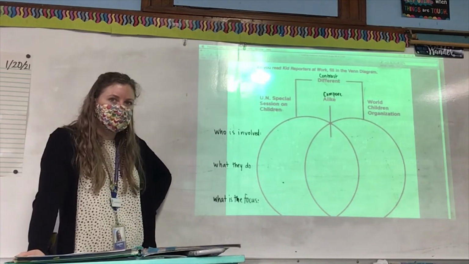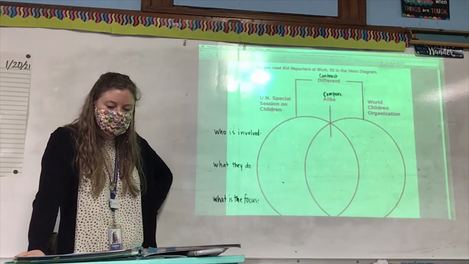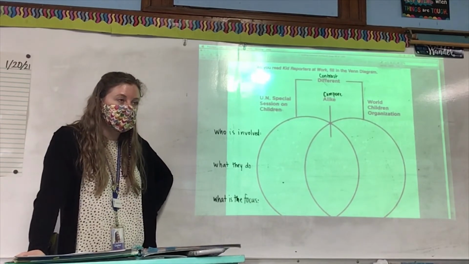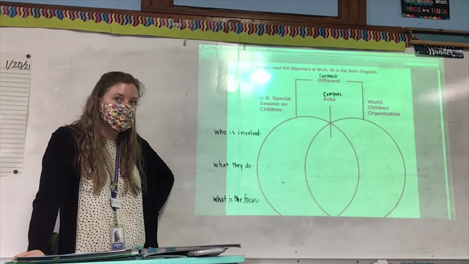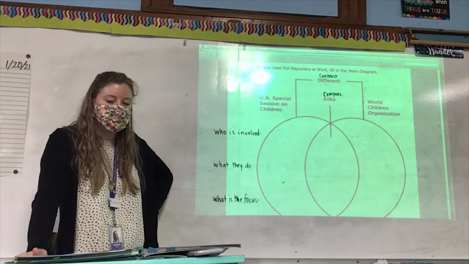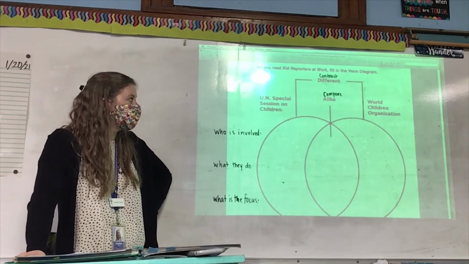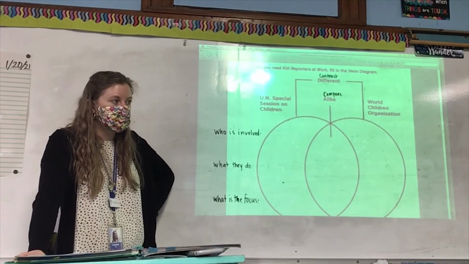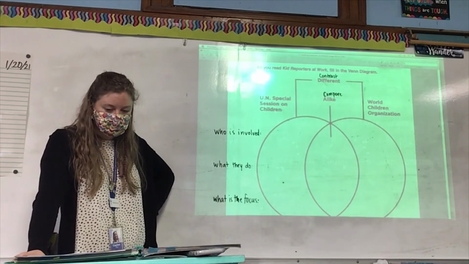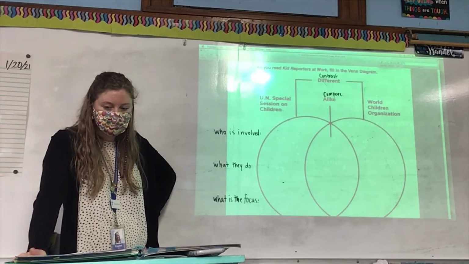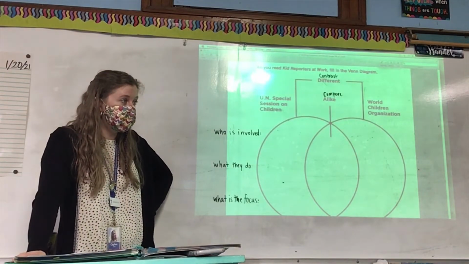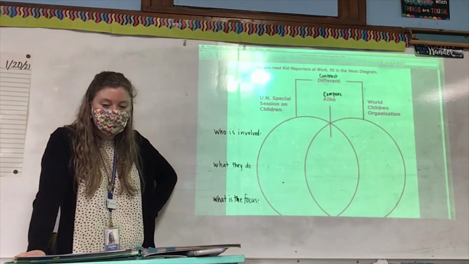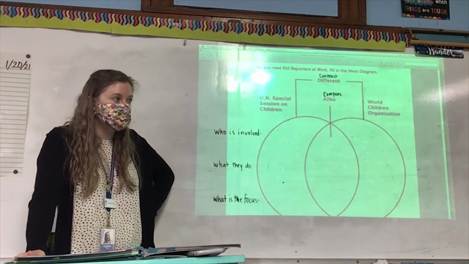Earlier we wrote what is the focus. This says issues with the highest priority. So if they're the highest priority, what is the focus of the UN World Conference on Kids or Special Session on Children? Zadie? Healthcare, education, and basic rights for the children of the world.